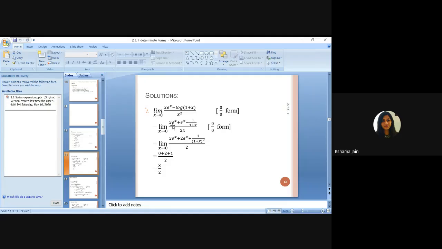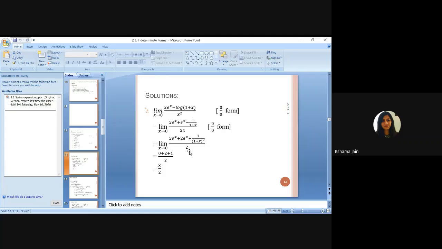Here again, differentiate x into e^x. So x into e^x plus e^x, plus differentiating x gives e^x, and e^x is again e^x. So they have written together 2e^x. Now here, the derivative of 1 by (1 plus x) will be, minus already being there, plus 1 by (1 plus x) whole square. And the derivative of 2x is 2.